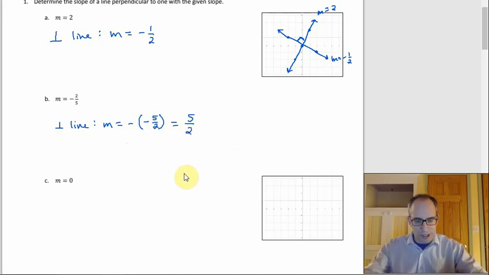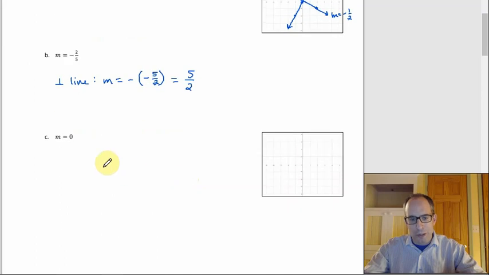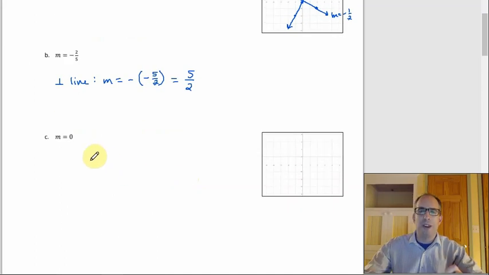Then we have C, which is kind of the weird one. What if the slope is 0? Well, if you try to take the negative reciprocal, even if you're just going to try to take a reciprocal of 0, you say, okay, well that's equal to 0 over 1, so you take the reciprocal, you get 1 over 0, negative reciprocal is -1 over 0, that's undefined.